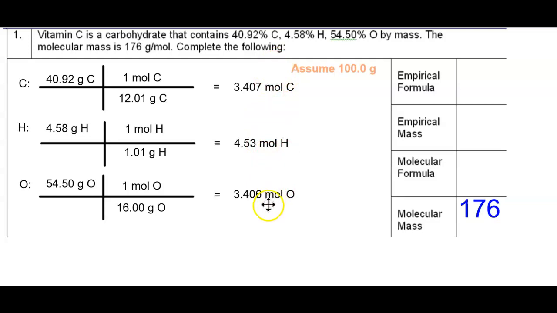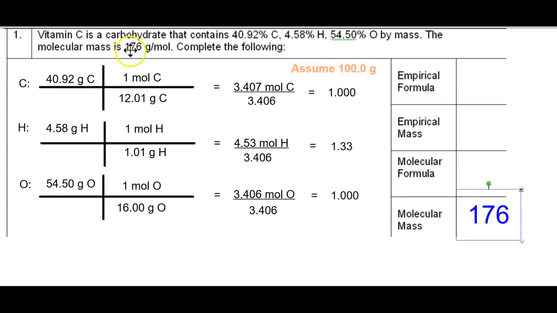Then we're going to look at these and we're going to divide by small. Remember, this is the third step, the second middle step. You cannot skip this step. So we're going to divide all 3 of these by the smallest of the 3. So I'm going to divide them all by 3.406 and get these ratios. I'm using sig figs here in my answer.